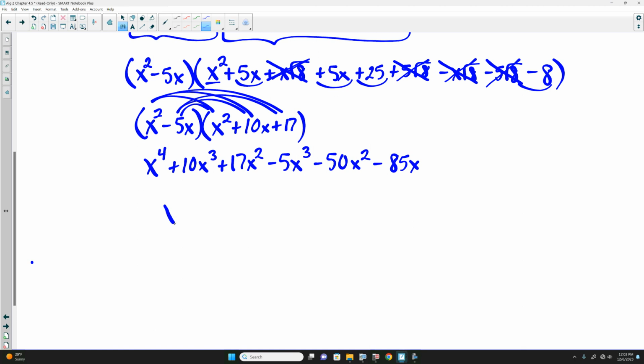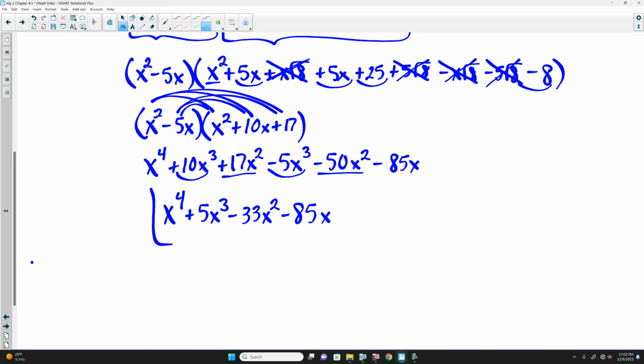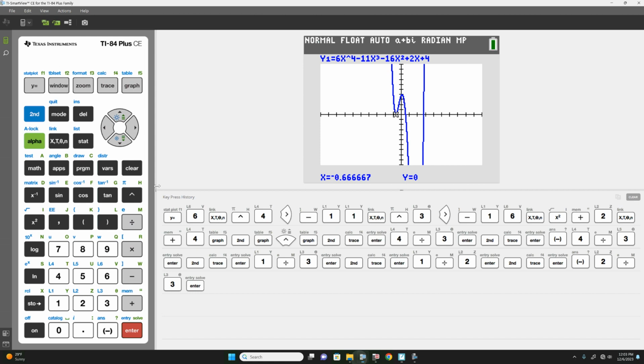And lastly, we'll combine like terms. We'll have x to the 4th, 10x cubed minus 5x cubed is plus 5x cubed. 17x squared minus 50 would be negative 33x squared. And lastly, minus 85x. And that's the answer. X to the 4th plus 5x cubed minus 33x squared minus 85x.